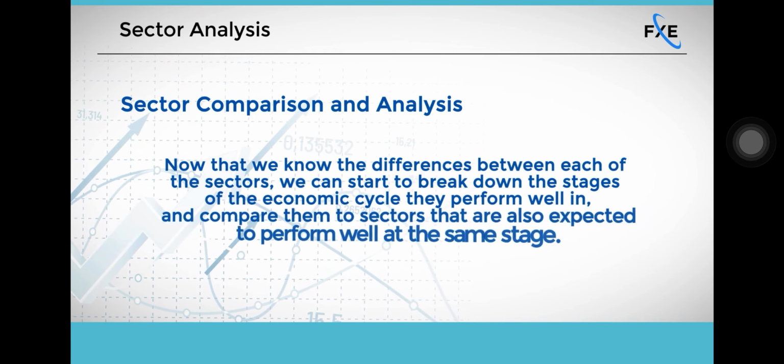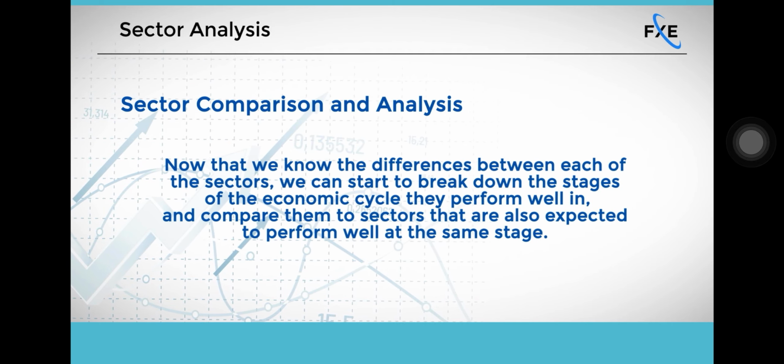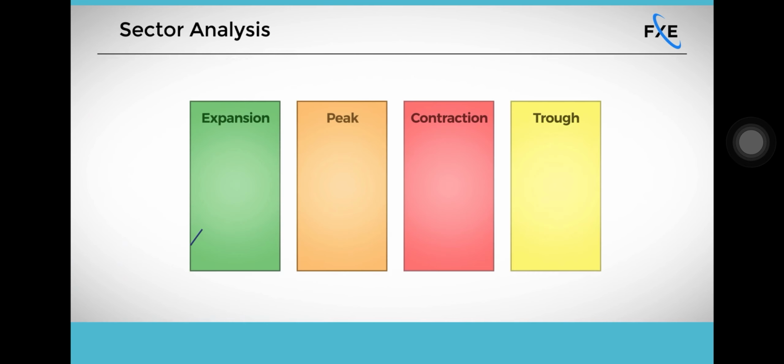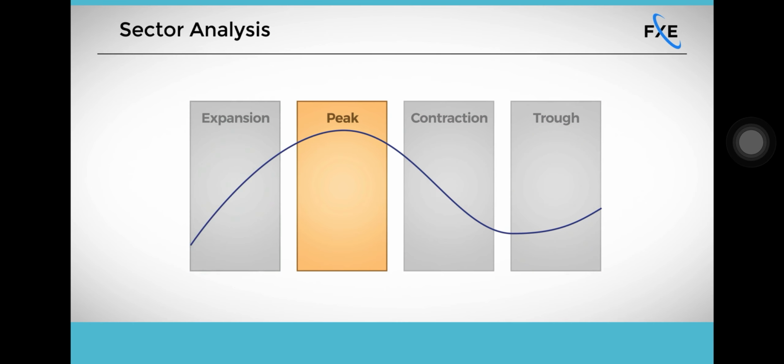Now that we know the differences between each of the sectors, we can start to break down the stages of the economic cycle they perform well in and compare them to sectors that are also expected to perform well in the same stage. As an example, if we have identified that the market is in a peak phase of the economic cycle, it would be advantageous to compare sectors that traditionally perform well in this phase, for instance, healthcare and utilities. If the healthcare sector was looking stronger than the utility sector at the peak of an economic cycle, investors have a chance to apply a heavier weight of healthcare stocks than utilities to try and achieve a better performance.